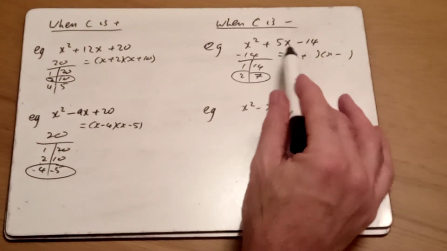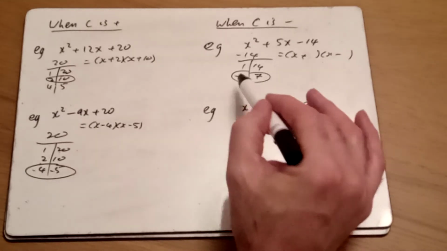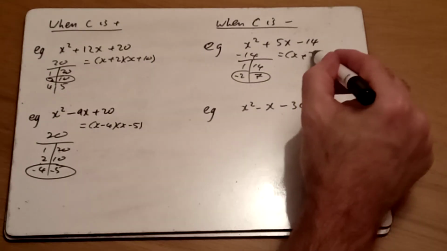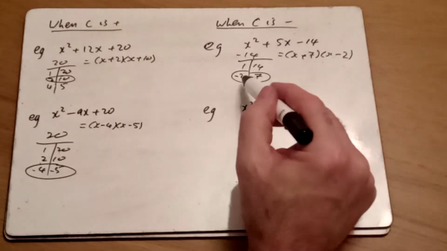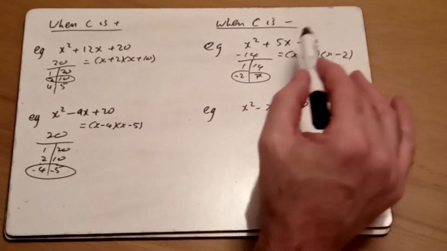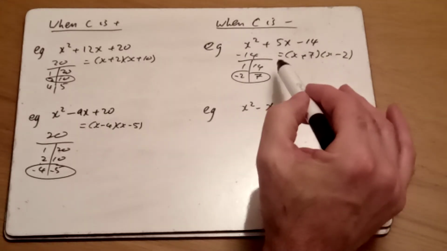They're still going to add up to plus 5 here. The only way I'm going to get plus 5 from these two numbers is if it's 7 minus 2. So it's minus there with the 2 and plus there with the 7. They still multiply together to make minus 14 and add up to plus 5. Okay? So what happens in this case is when the thing at the end is minus, the two signs in the bracket will be different.